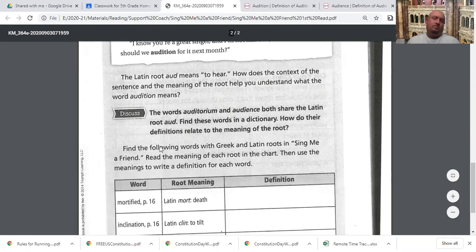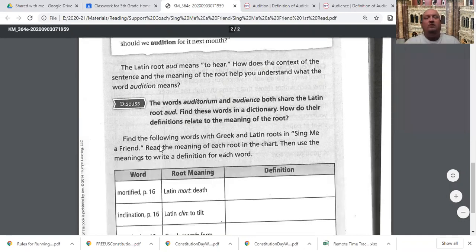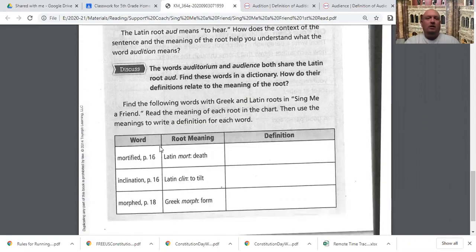So you could opt to explore a little further by practicing with these three words that are within our text this week. Read the meaning of each root in the chart, then use the meanings to write a definition for each word. And you could go ahead and do this independently using the PDF or the packet. You already know that mortified has the root mort, which means death. Think mortician or even morgue. Inclination, clin, to tilt. And morphed, morph is form.